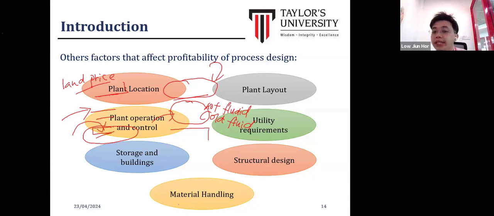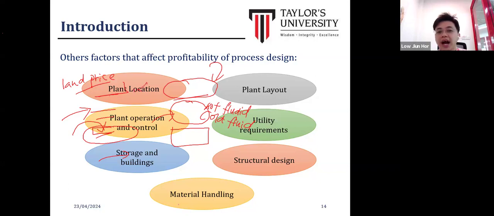And also the structural design of the chemical plant will also determine the cost for your chemical plant design. And also any hazardous material you are going to produce by using the chemical plant that you design. If yes, how are you going to handle and dispose this hazardous material? So all of them will also, okay, increase the cost of money that you are going to spend.